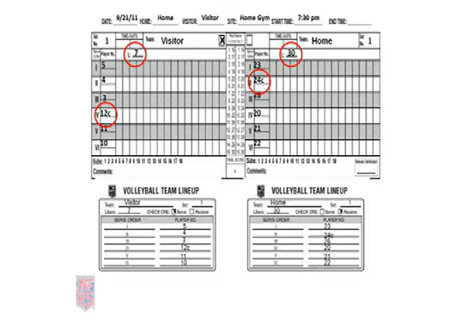The visitor lineup is 5, 4, 3, 12, 11, 10, with a small c next to the number 12 to show that this is the floor captain. The libero is number 7 and is written on the line for the libero information. For home, the first server is 23, then 24 with a C for captain, 26, 20, 21, 22.